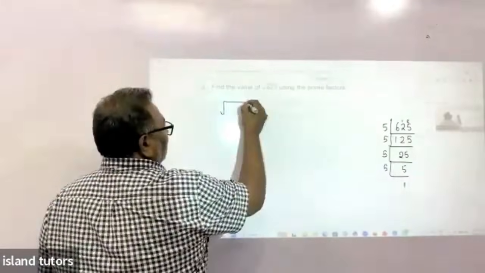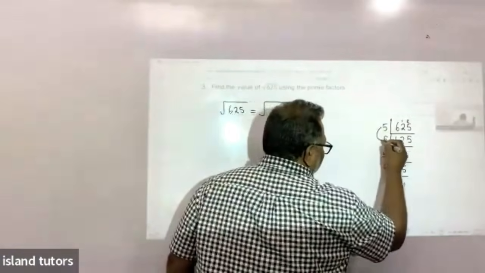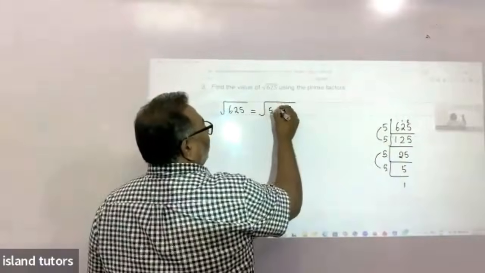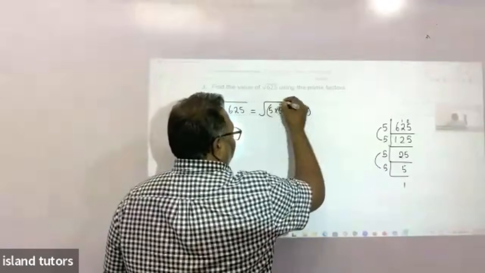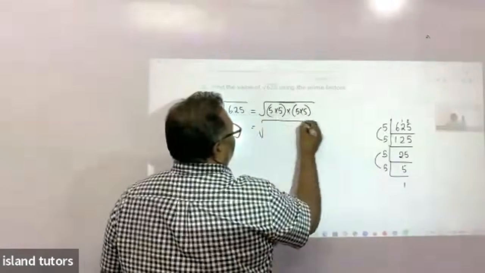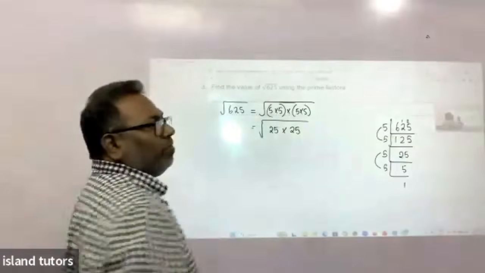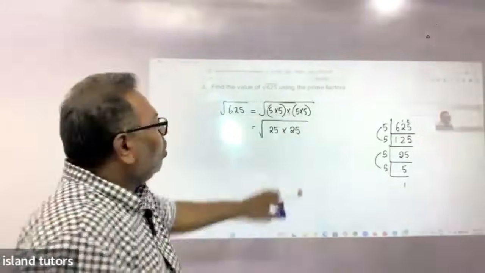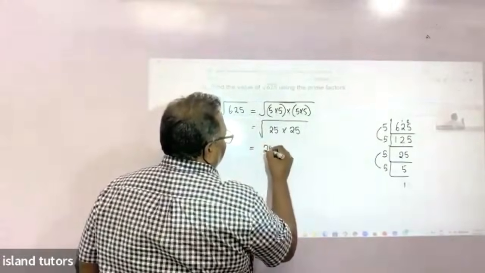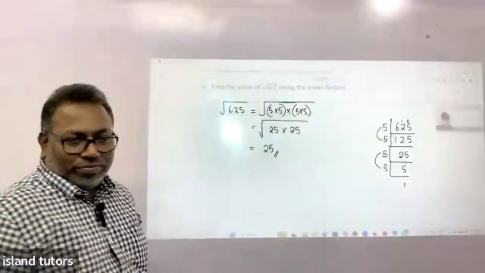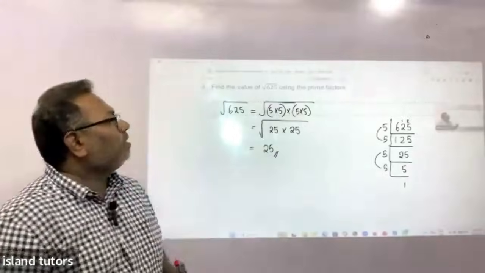So square root of 625 can be written as, put it in pairs. Pairs. So 5 into 5, 5 into 5. So that is 25. 25 multiplied by 25 will give you 625. So the square root of 625 is 25. Got it? Okay. So that is your third question.